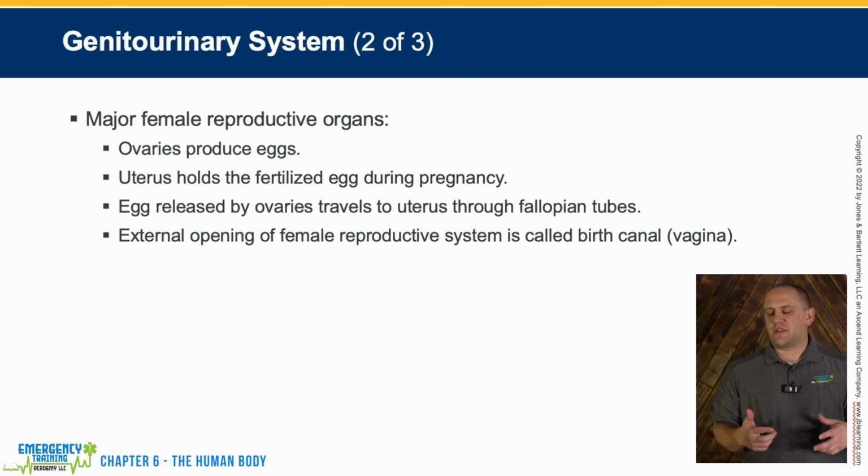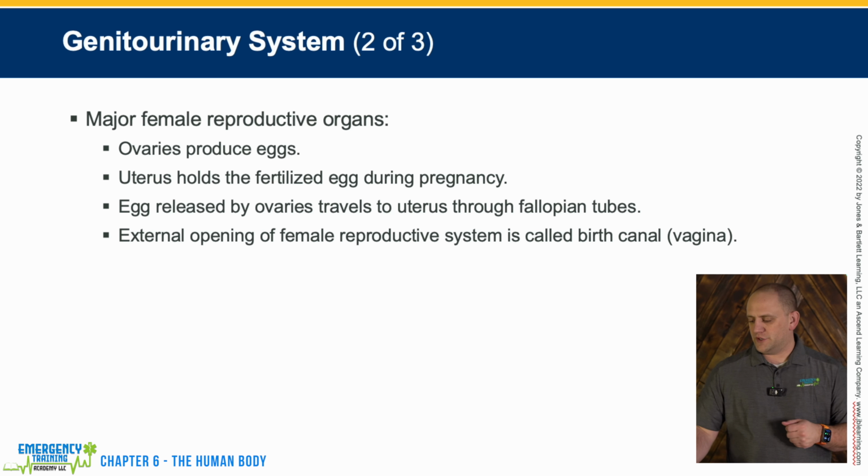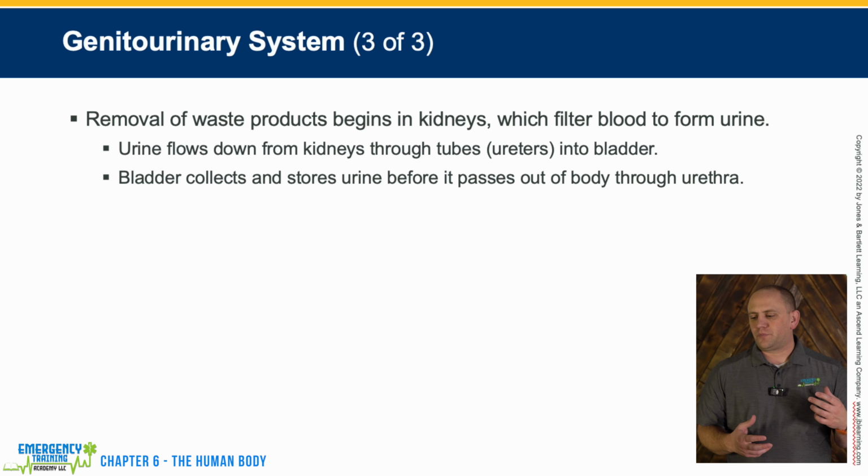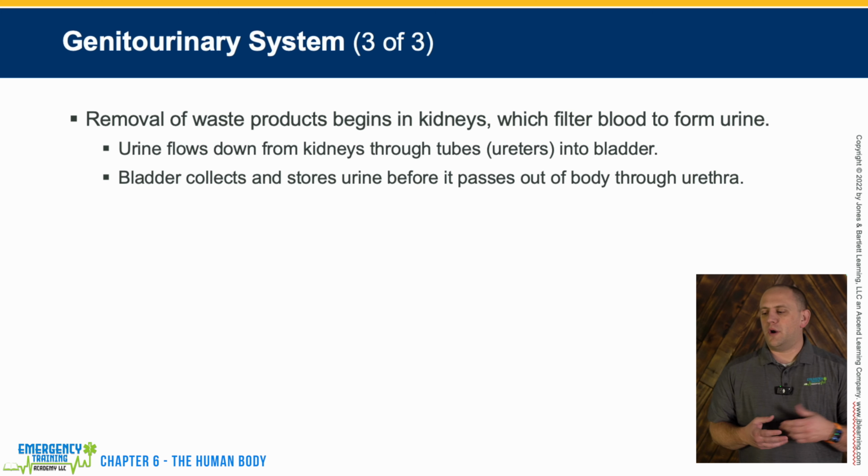Eggs are released by the ovaries, traveling to the uterus through the fallopian tubes. And then the external opening of the reproductive system for the female is called the birth canal or the vagina. This also includes the removal of waste. And so from our kidneys, we have waste products that come in. It is filtered out of the blood and into the urine. Urine flows from the kidneys down through the ureters into the bladder. The bladder is the collection point that stores urine before it passes out of the body through the urethra.